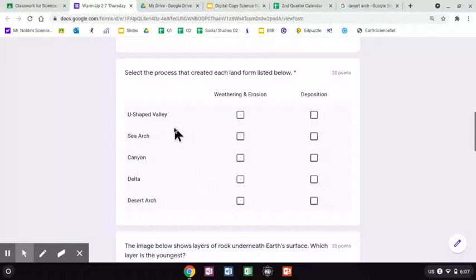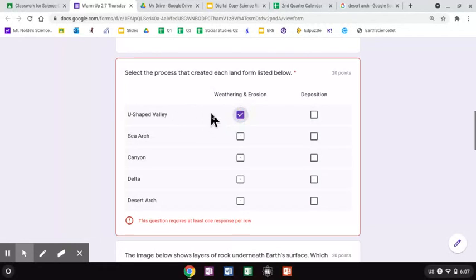All right, now we're doing the same thing, except now we are doing the process. We're either doing weathering and erosion, which usually go together to form a landform, or it's deposition. So the U-shaped valley, remember, is the glacier. As that glacier moves down the mountainside, it is breaking down rock and carrying away sediment. And so that would be weathering and erosion.